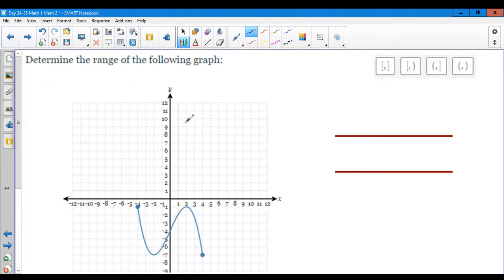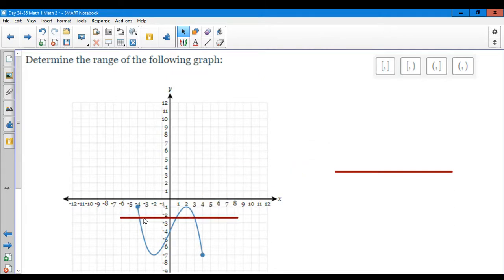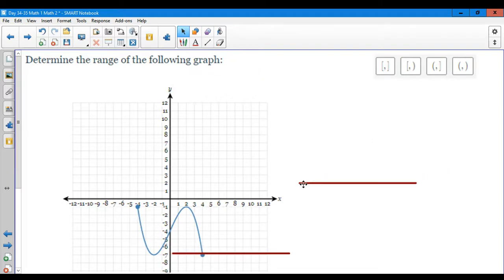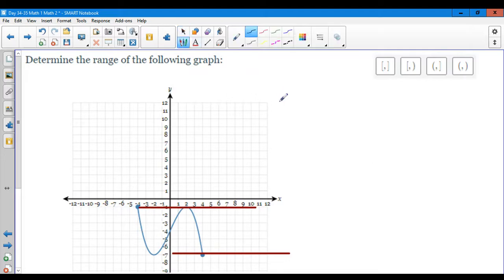This is also a range question. In this case, I see filled in dots at the highest point and lowest. I want the lowest first, and that's right at -7. And I want the highest point on the graph on the y-axis for range. That looks like it's at -1. And again, it's a filled in dot. So it would be from -7, using a bracket because it equals that, all the way up to -1.